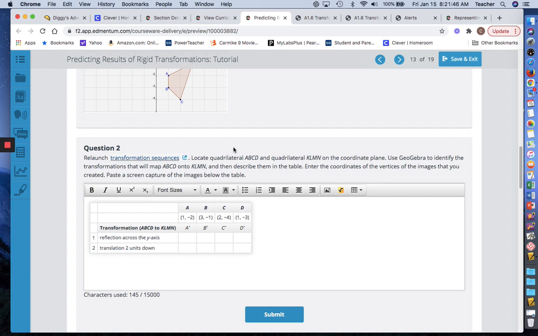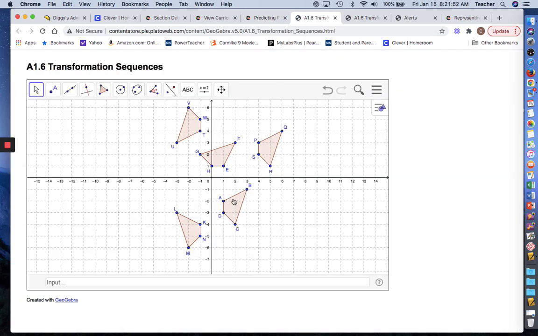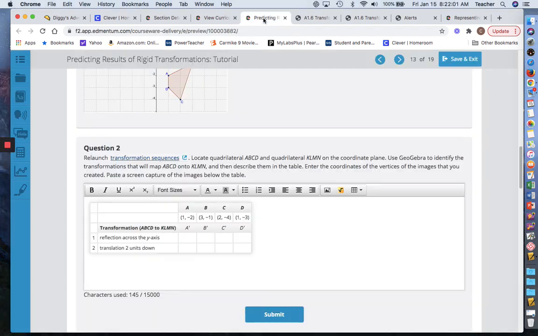Locate quadrilateral ABCD and quadrilateral KLMN on the coordinate plane. So this is our original. KLMN is down here. So it looks like I'm probably going to have to map the original ABCD to KLMN. That would be my prediction. All right, use the algebra to identify the transformation that will map ABCD into KLMN and then describe them in the table. Well, the nice thing is they give it to us in the table.